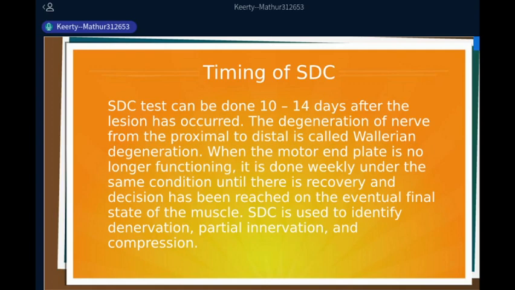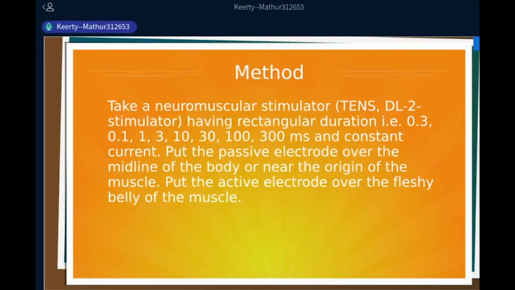The degeneration of the nerve from proximal to distal is called Wallerian degeneration, and when the motor end plate is no longer functioning, we draw this SD curve weekly under the same conditions, until a decision has been reached on the eventual final state of the muscle. So the SD curve is used to identify denervation, partial innervation and compression.